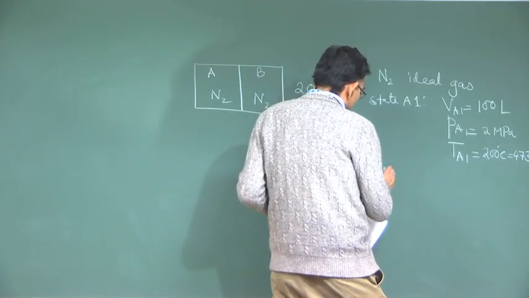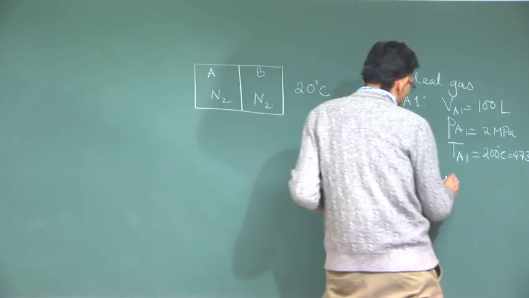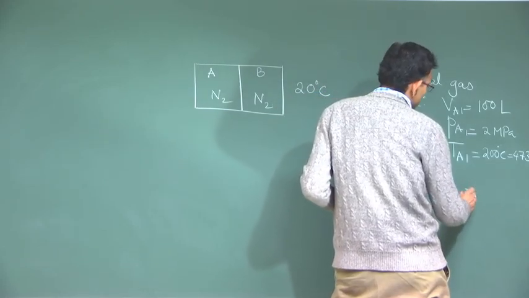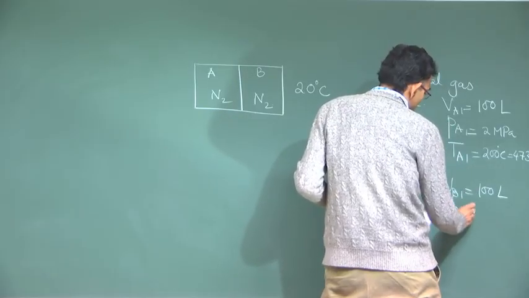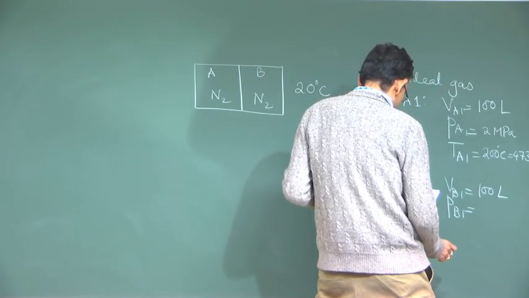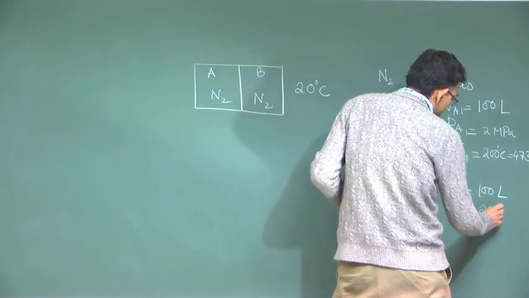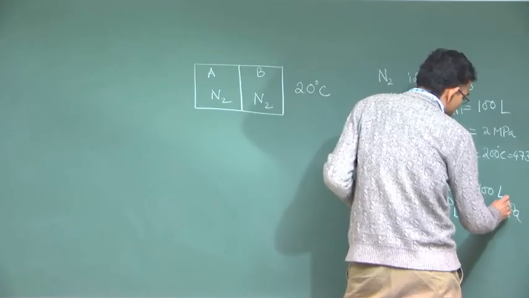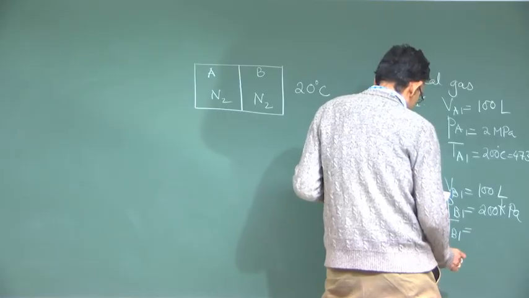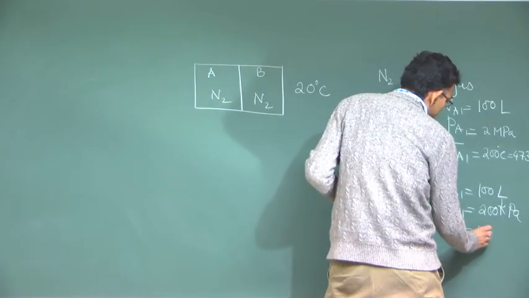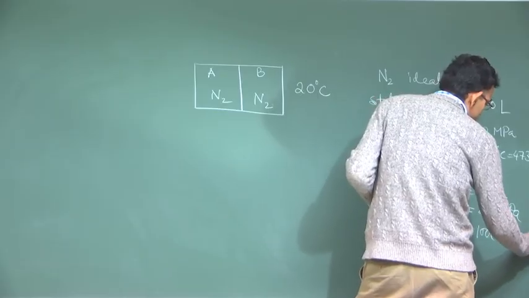State B1, VB1 is 100 liter, PB1 is 200 kPa, TB1 is 100 degree centigrade, that is 373.15 Kelvin.